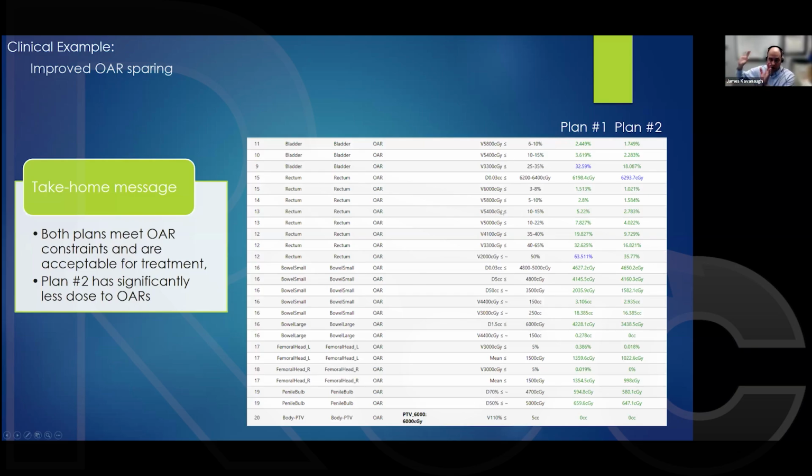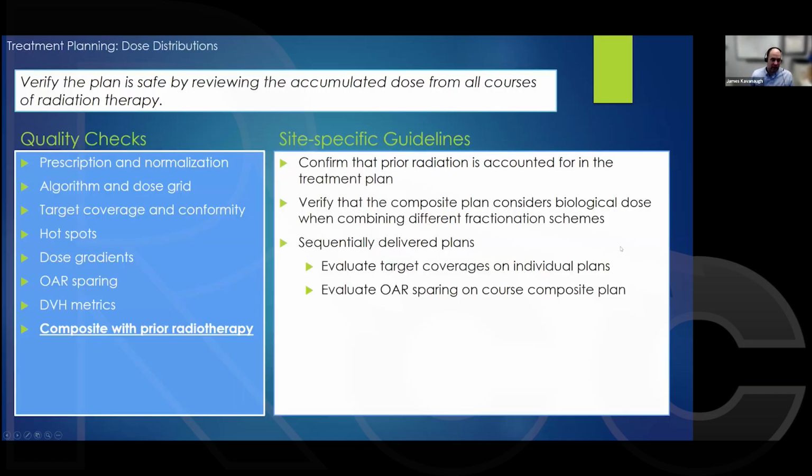So DVH, highly important. Making sure you're looking at dose metrics, dose distributions, also highly important. You can be looking here, plan 2 is significantly spared, dose to several OERs. And if you look at this one, it only increased by about a gray on that max dose. And that may be acceptable for that particular physician. Excuse me. And then finally, closing out with composite with prior radiation therapy.